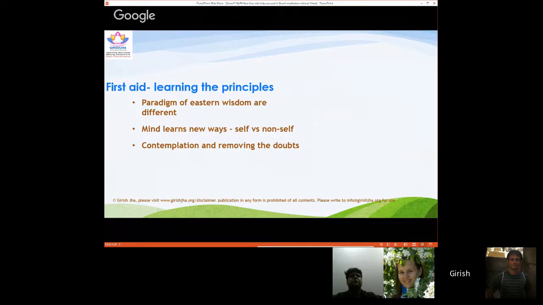And once you understand the self and the non-self, you have to contemplate to remove all the doubts from the mind, and the meditation begins.